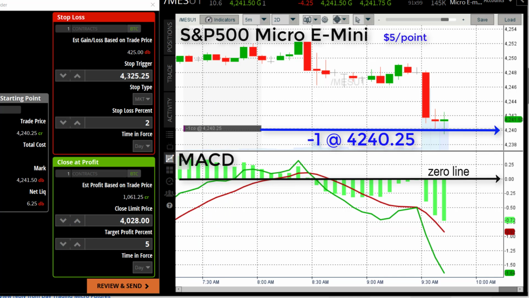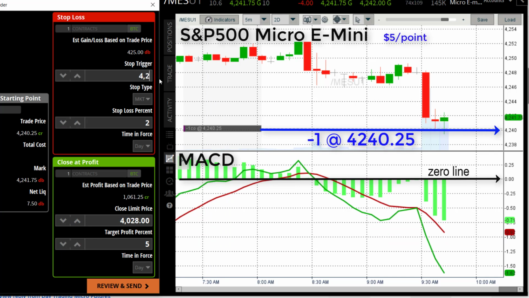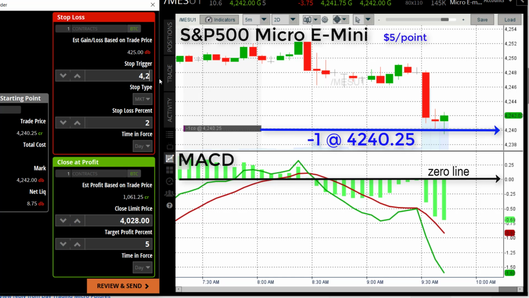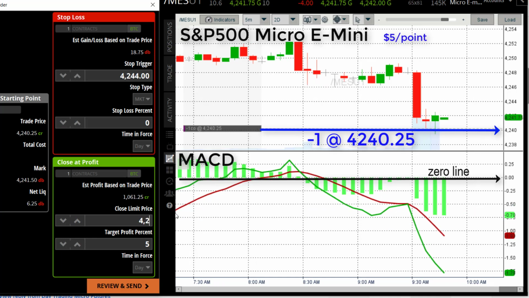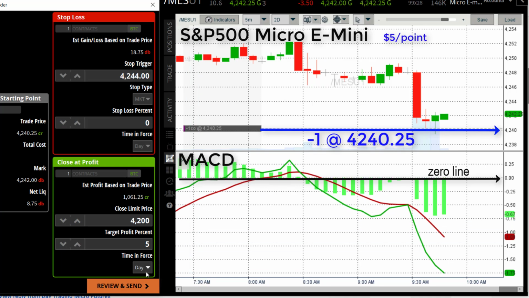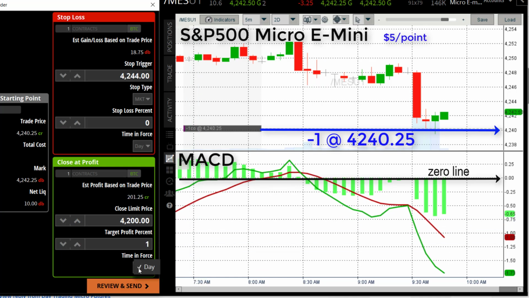The stop loss at the top is where I am now, and I'm going to put a tentative stop in here at 42.44, and that would give me a loss of $18.75. So if I hit this order, it's not really a live order yet. You see that review and send box, the orange box down on the bottom. Until I click that, the order is not entered.